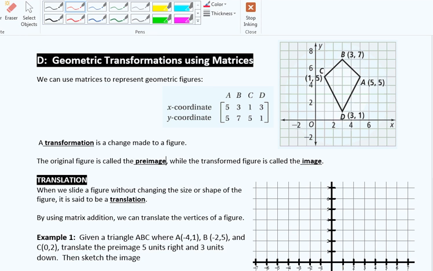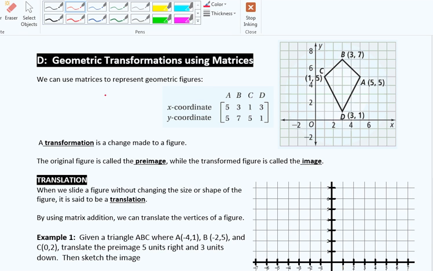This lesson is on geometric transformations using matrices for finite math. So far in this chapter, we have talked about using matrices to store information. We've talked about how to add and subtract matrices, how to multiply by a scalar factor, and how to multiply some matrices together. As far as that goes, today we're going to be doing all of those things.